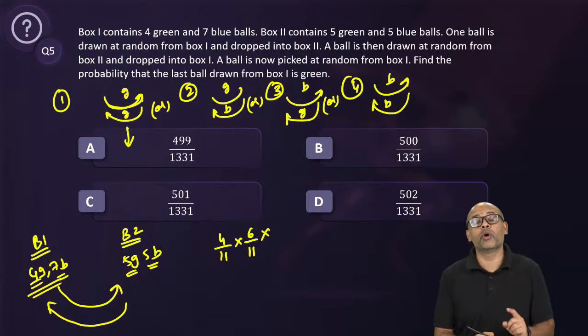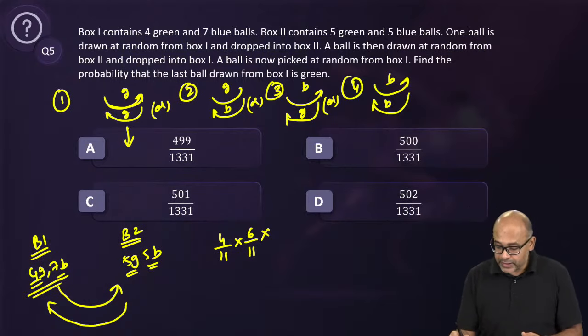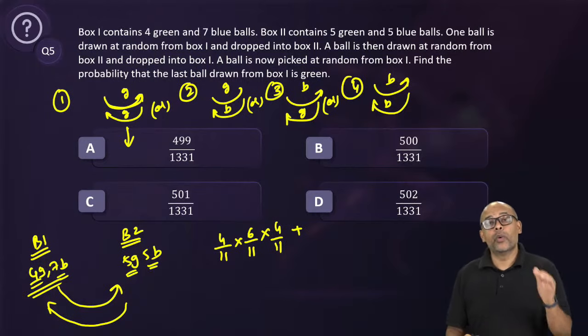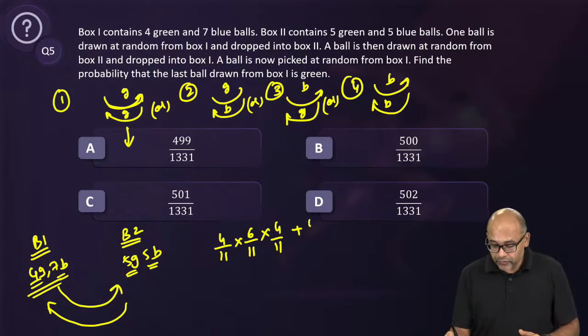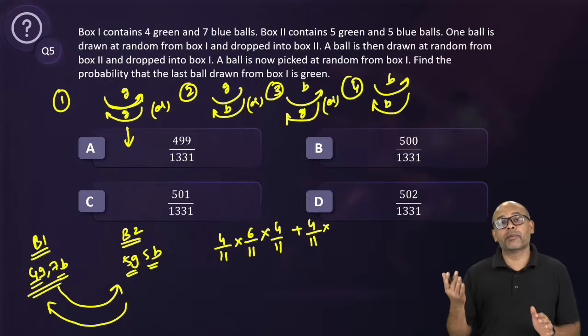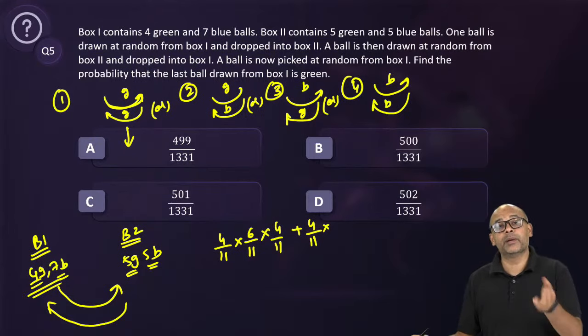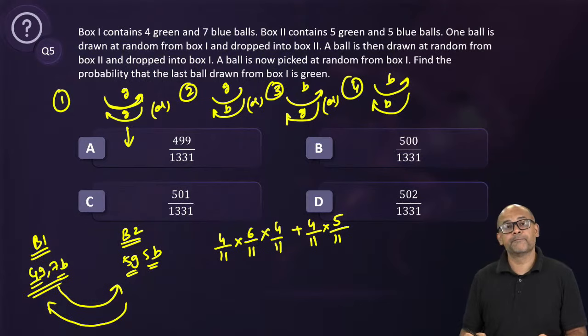You want one green ball to be picked up. Finally, you're picking one ball that has to be green. What is the probability? That is 4 by 11. Or second case, one green ball is going there. That can be done in 4 by 11 probability. But this time a black ball is coming back. Now remember, when a green ball went there, the greens became 6, but blacks are still at 5. So black ball picking now is 5 by 11.